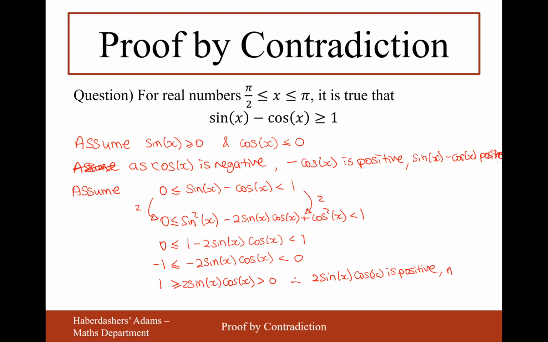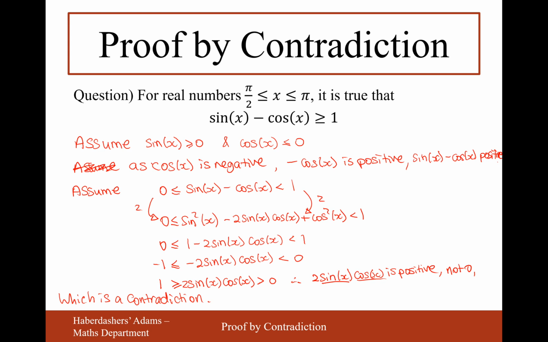And not 0, which is a contradiction. Why is it a contradiction? Well, because I've got one positive thing and one negative thing, and it's multiplying together to give me a positive thing, and that's definitely not correct, because if I've got one negative, one positive, I should get a negative thing.